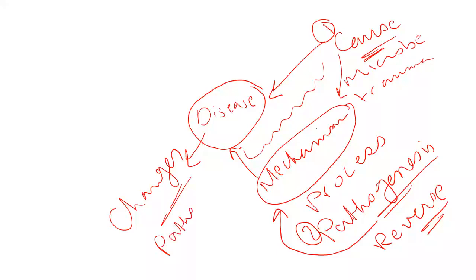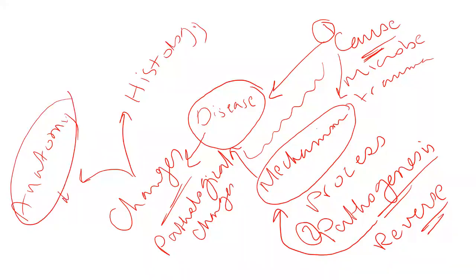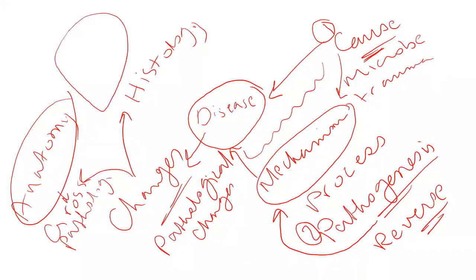What are the changes? Changes mean that you have something that changes from normal. These changes are called pathological changes. And these pathological changes can be in the normal anatomy of an organ, and can be in the normal histology of the organ. If the change is in the anatomy, it is called gross pathological change. You can see it by the naked eye.